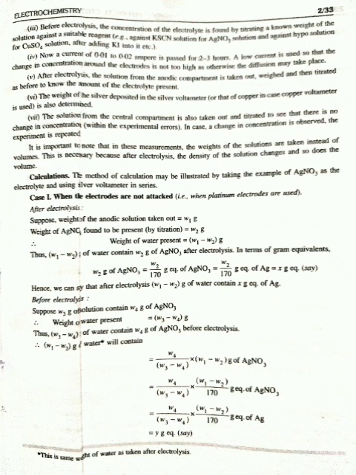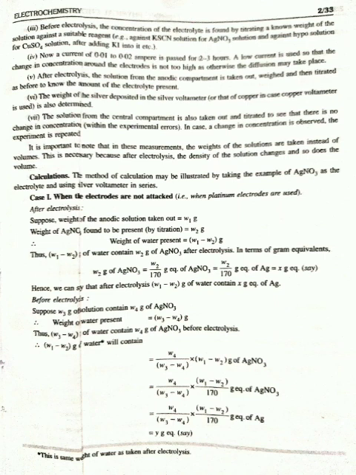In terms of gram equivalent, W2 gram of AgNO3 is equal to W2 upon 170 gram equivalent of AgNO3, which is equal to W2 upon 170 gram equivalent of Ag, equal to X gram equivalent, say. Hence, we can say that after electrolysis, W1 minus W2 gram of water contain X gram equivalent of Ag. Before electrolysis, suppose W3 gram of solution contain W4 gram of AgNO3.